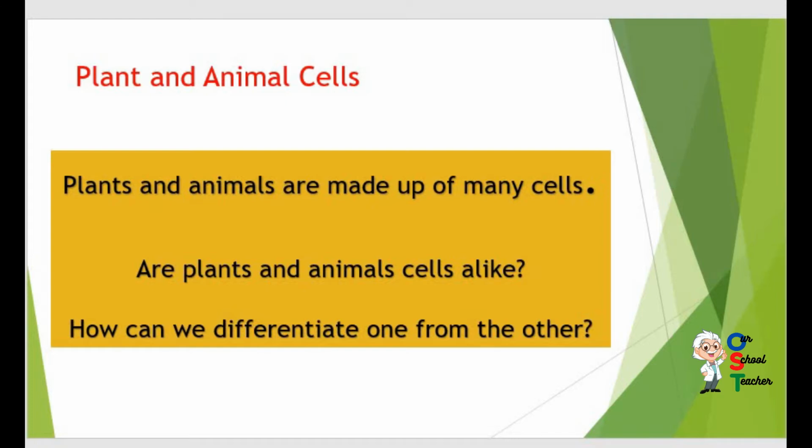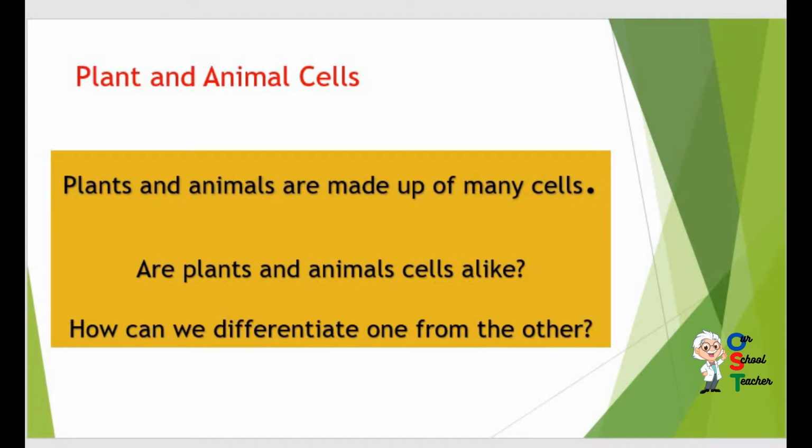Now we are going to discuss the typical plant and animal cell, the structure of the plant cell. We have discussed that the cell is the basic unit, structural as well as functional. Now we are going to see in detail what the structure of the cell is. Okay, so plant and animal cells.